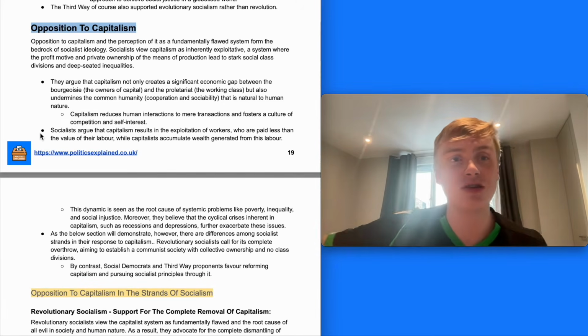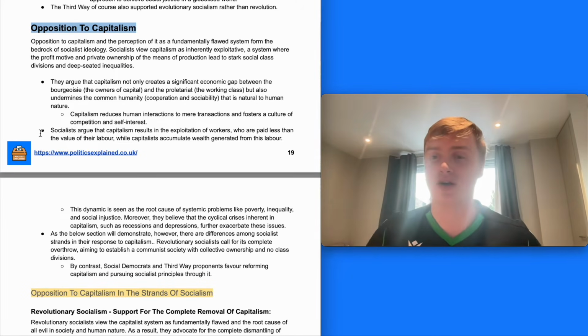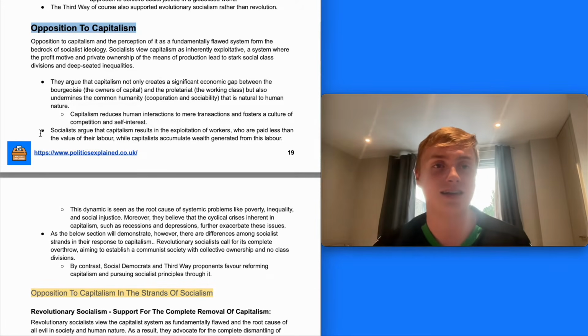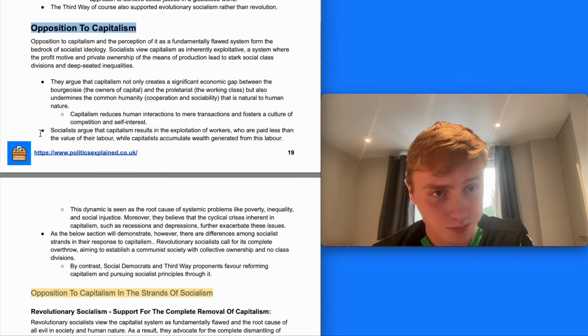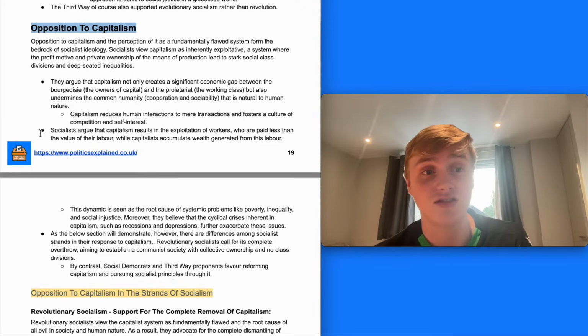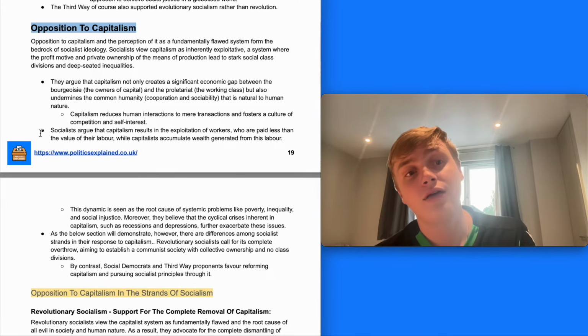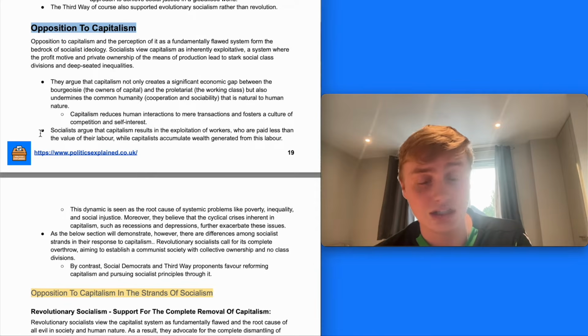The final key principle we're going to have a look at, and we've obviously touched on this a lot so far, is the opposition to capitalism. This is really key to understanding socialism. Fundamental to the socialist ideology, as you would have seen throughout the video, is opposition to capitalism and the belief that it's a fundamentally flawed system.